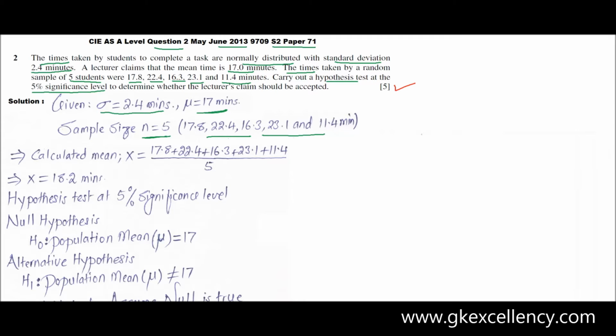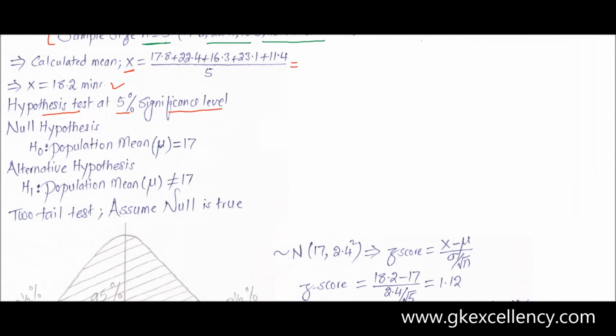Now, from the given parameters, I calculated the mean, which is 18.2 minutes. The hypothesis test needs to be carried out at 5% significance level. Now we can formulate the null and alternative hypotheses.